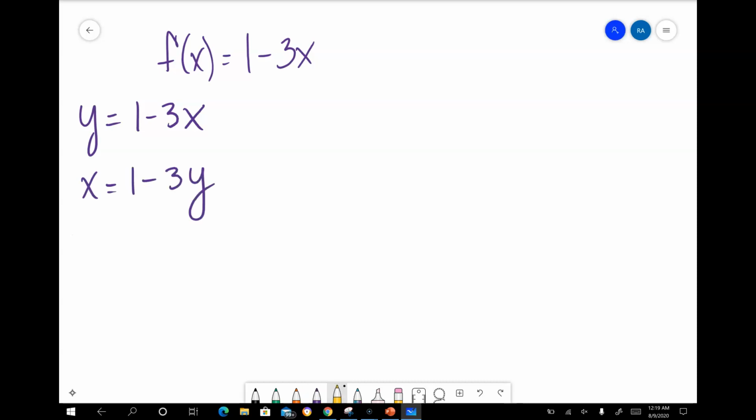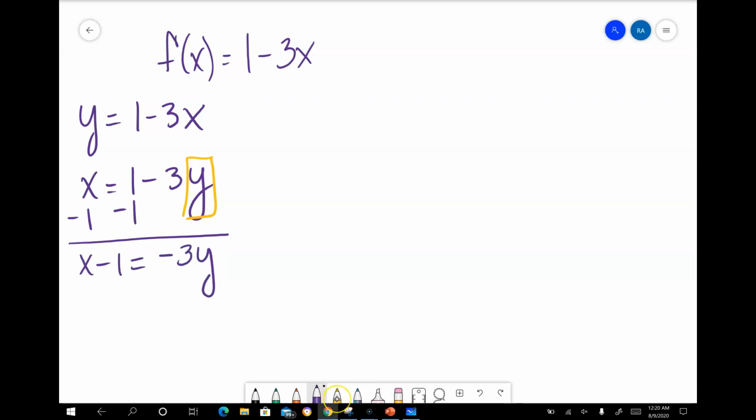And then your goal, like usually when you're rearranging equations, is to get that y by itself. So we're going to solve for y, okay? Again, you work your way out to in. So we need to get rid of this 1. It's a positive 1, so we're going to subtract 1. And I get x minus 1 equals negative 3y. That negative comes with it. Okay, we haven't got rid of it yet.